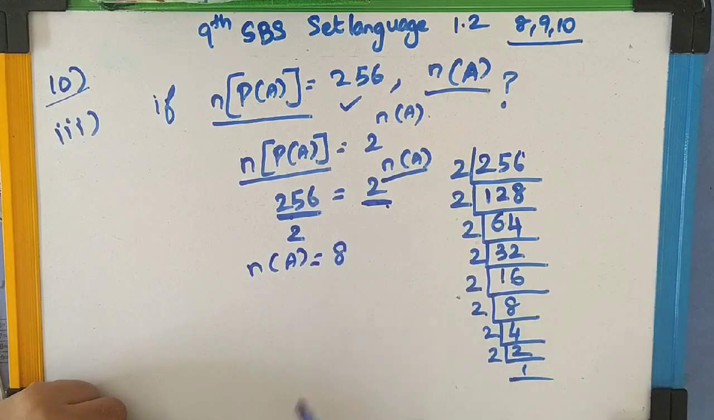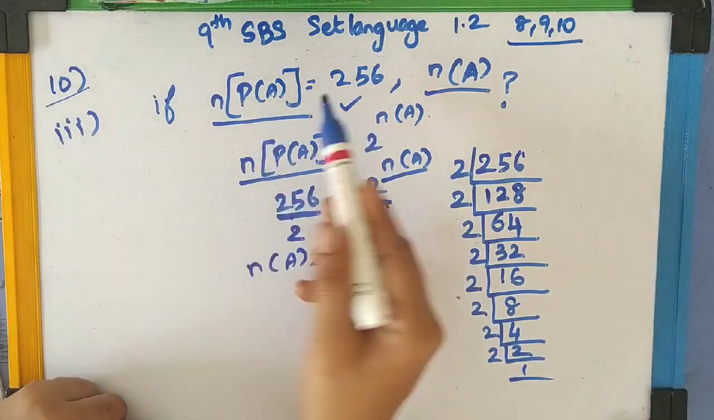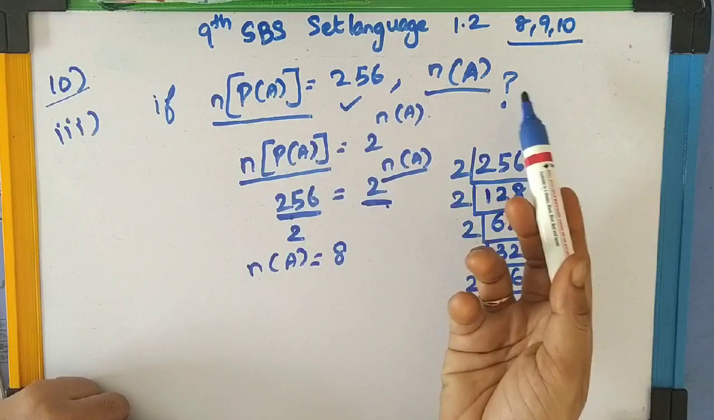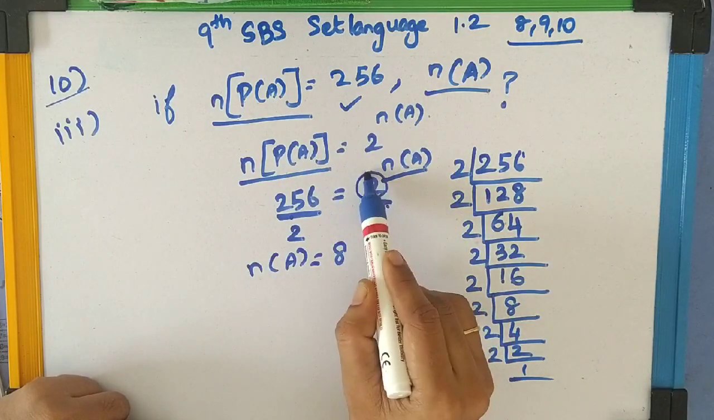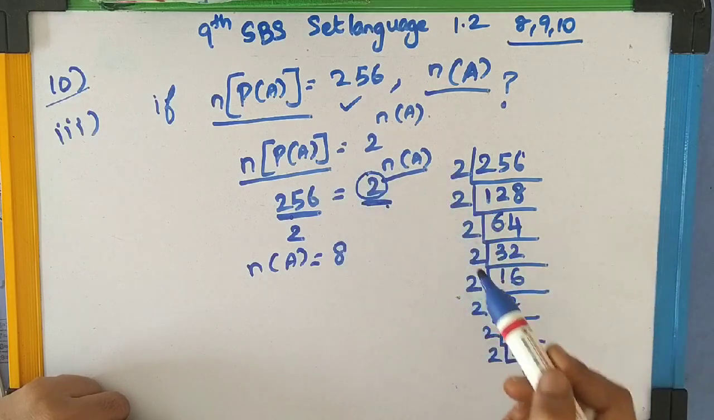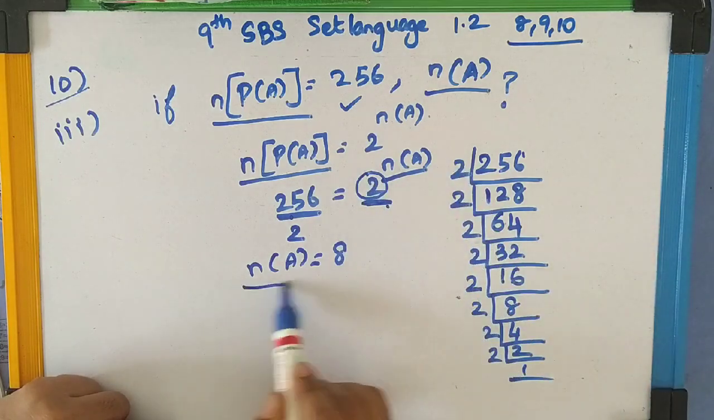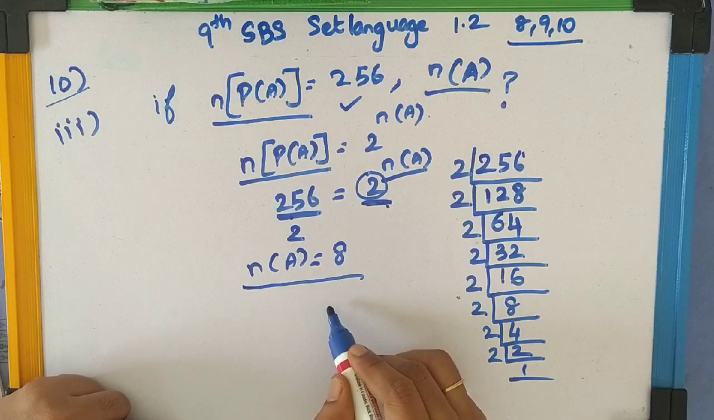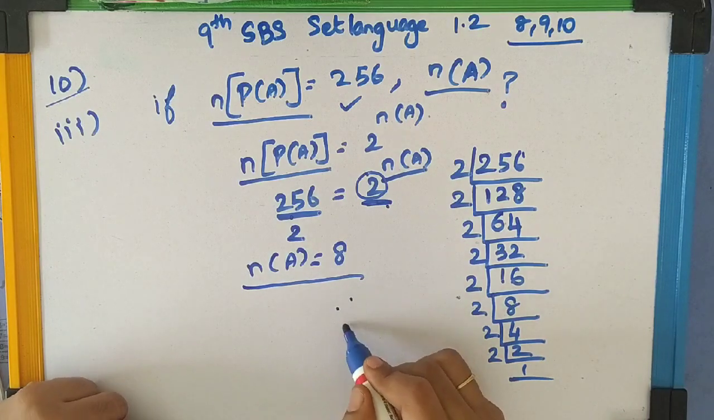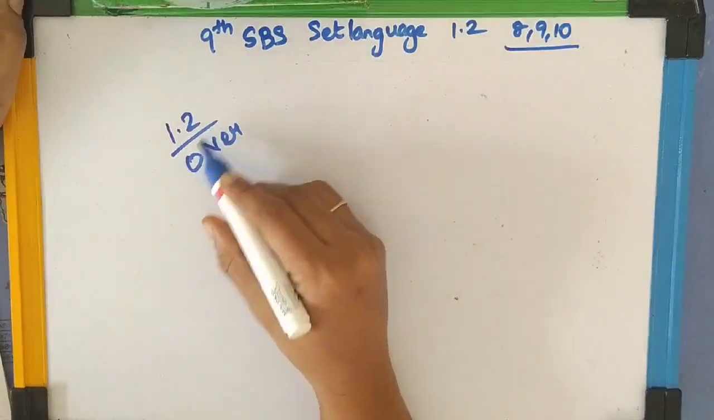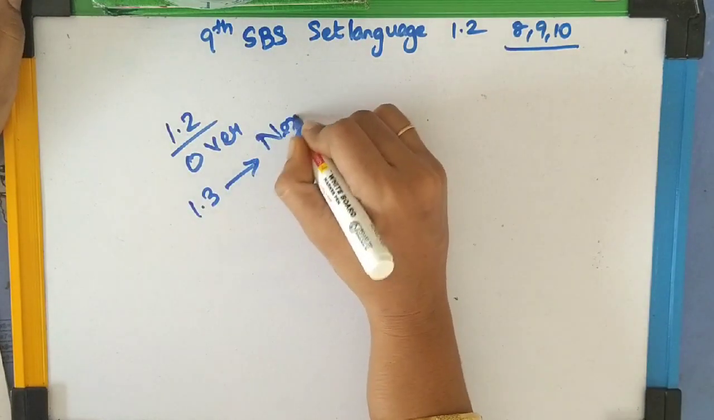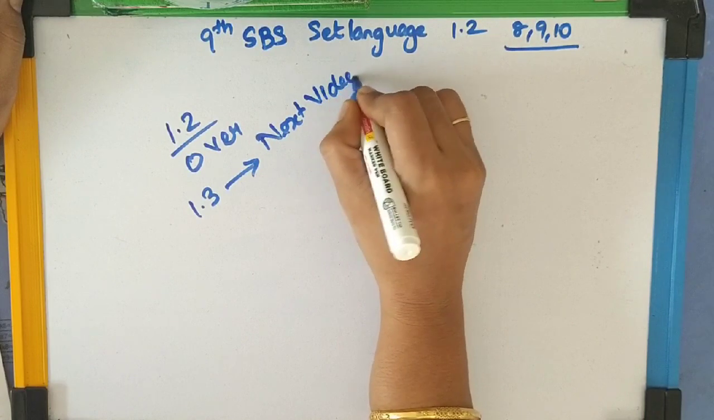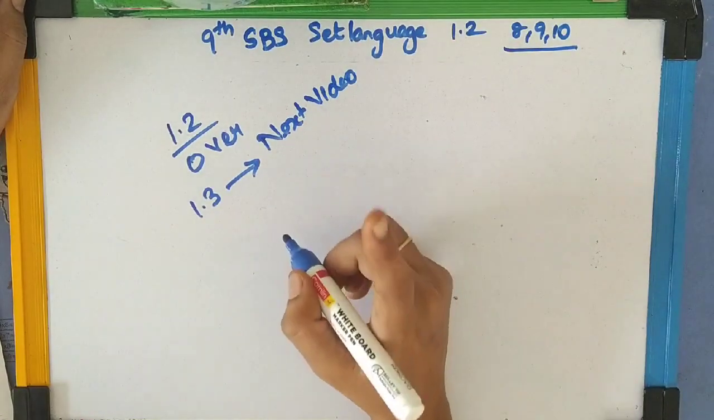If the cardinal number is given, it's easy to find the number of subsets, and if the number of subsets is given, it's even easier to find the cardinal number, right? We have to divide the number of subsets by 2 again and again, and see how many times 2 is used to divide it till 1. That is the cardinal number. Understood? Now with this, exercise 1.2 is over, and 1.3 we can see in the next video.